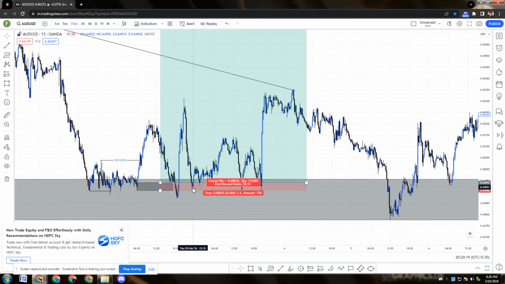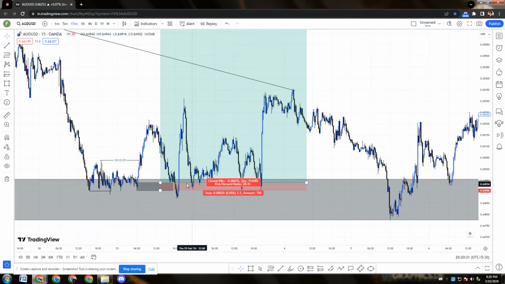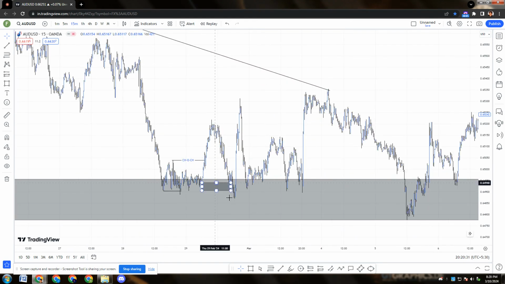And don't think about this loss. This is a valid loss. Okay, you cannot do anything with this one. So our risk reward ratio is 29, but this is a valid loss, so we have taken a loss.